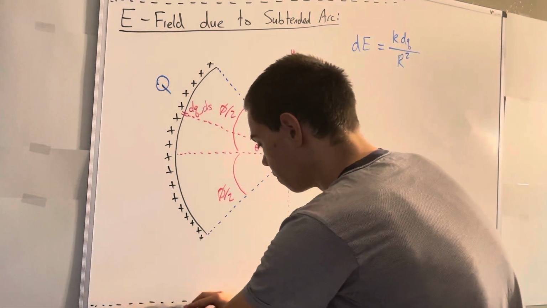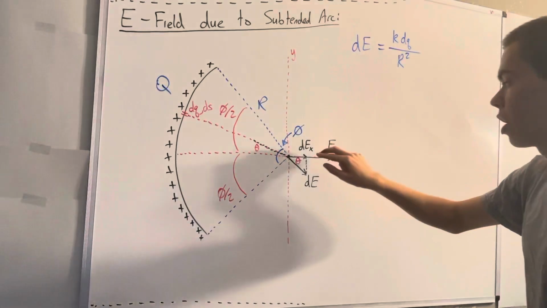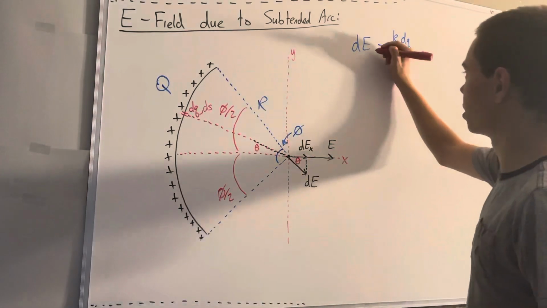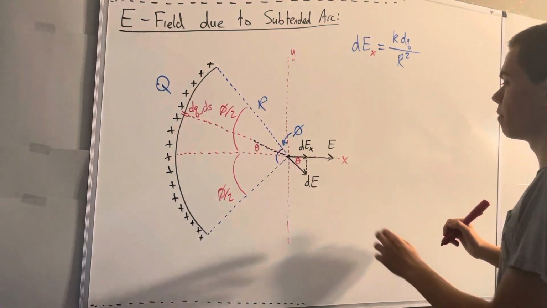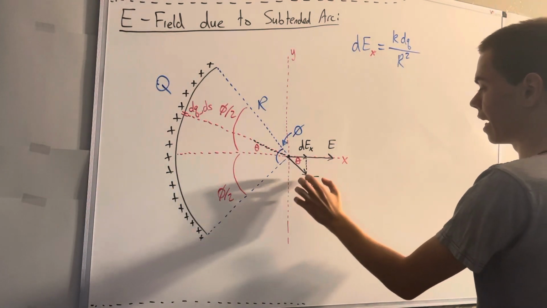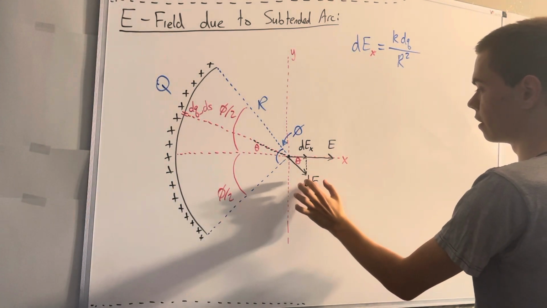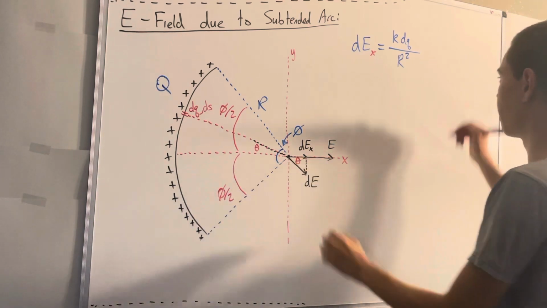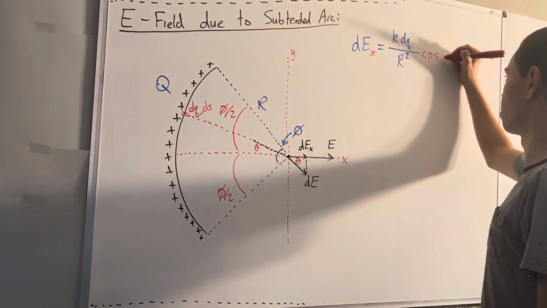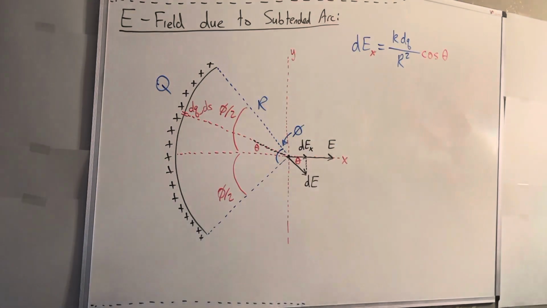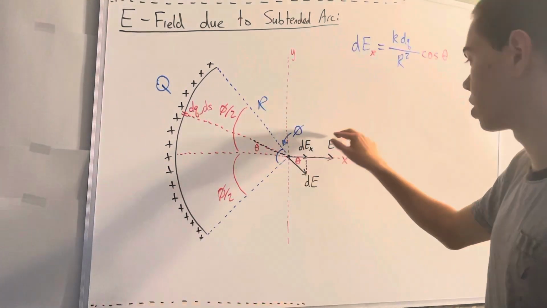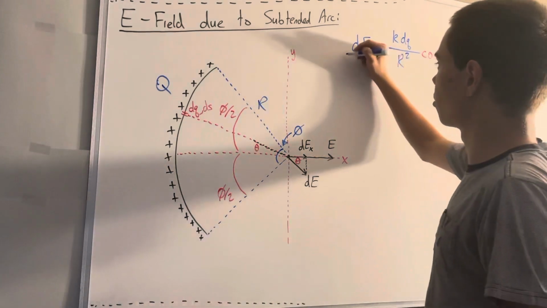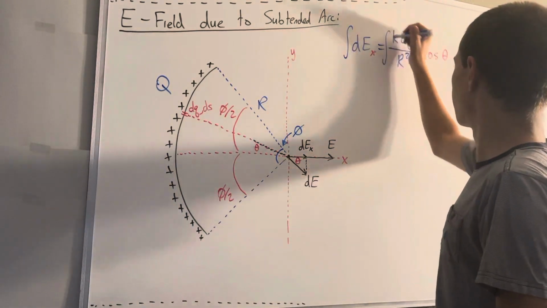So basically, we don't care about dE, we care about dEx. So really, this is what we care about. In order to get dEx, we need to make sure we are looking at the x component of dE. So we have to say dE times the cosine of theta. So that's really what we have. And now that we have that, we're ready to figure out what our electric field is. We just got to integrate both sides.